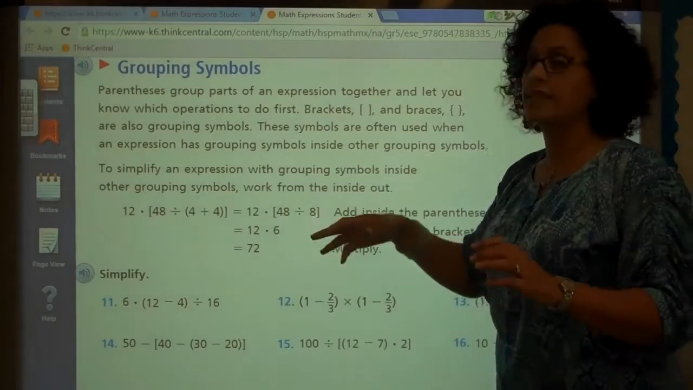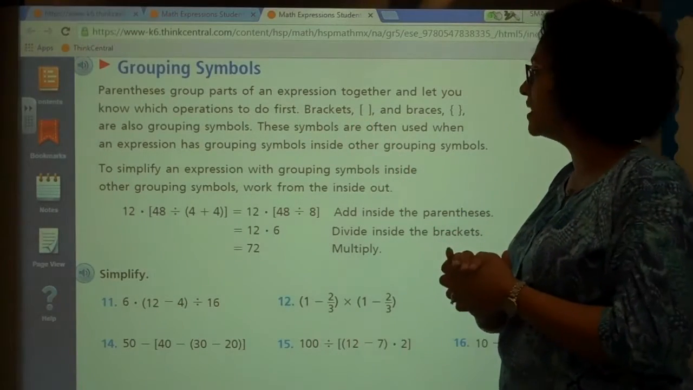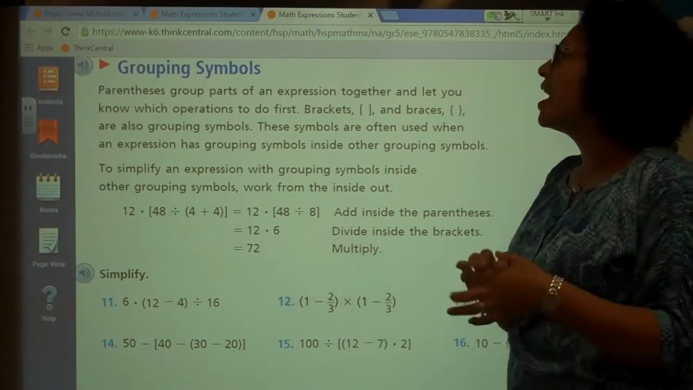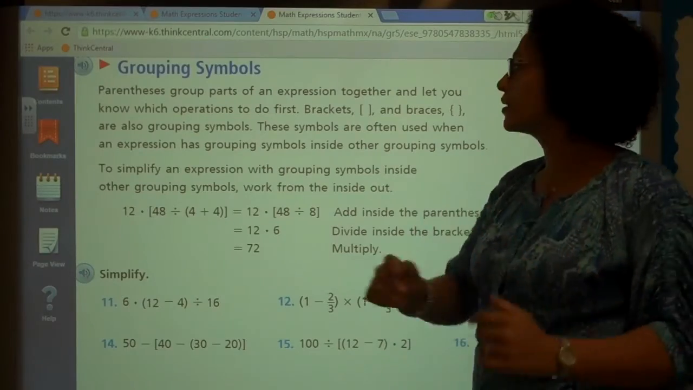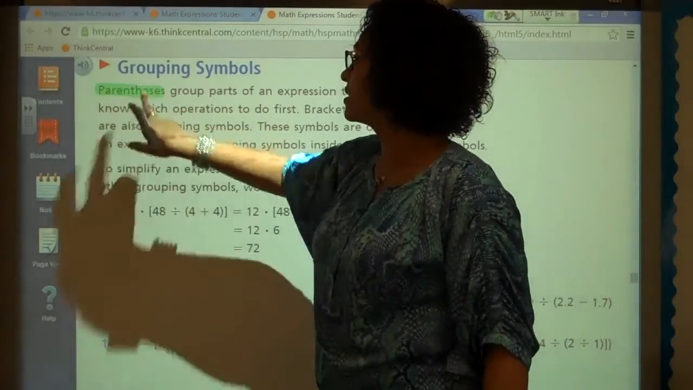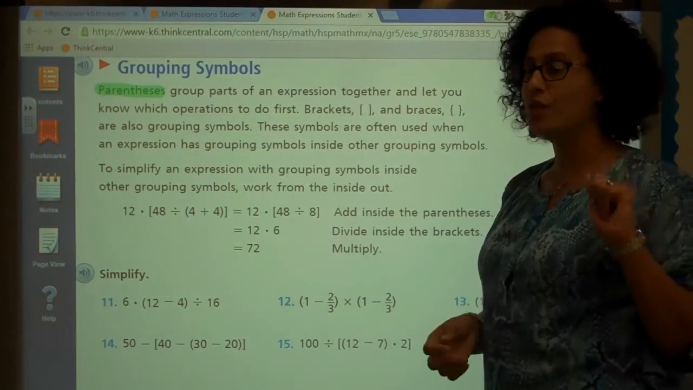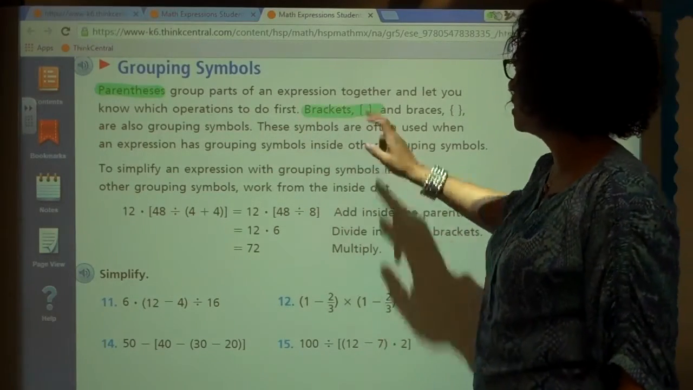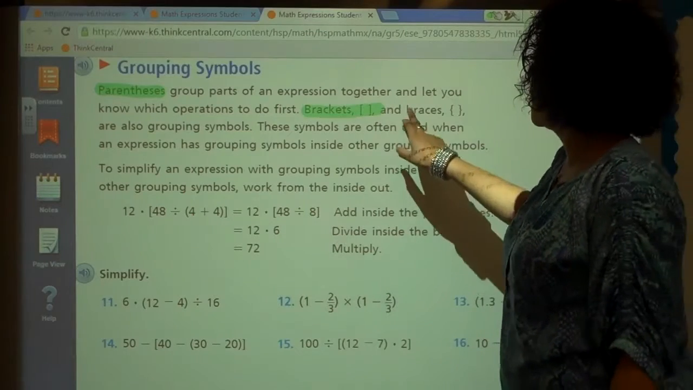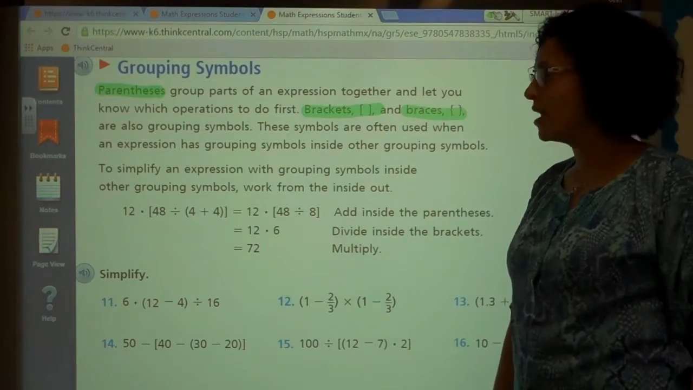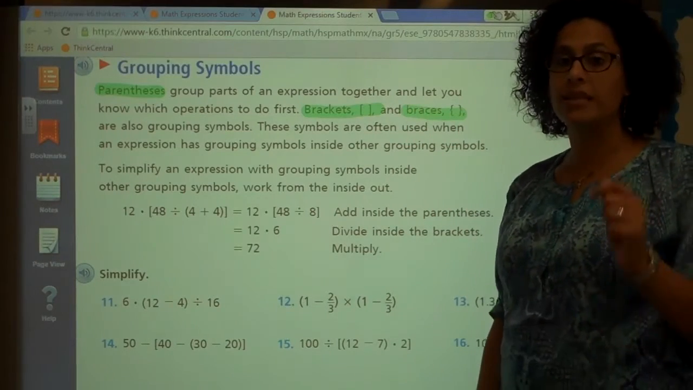So parentheses, I'm just going to read right from here. Parentheses group parts of an expression together and let you know what to do first. So parentheses are a grouping symbol. We also have 2 more. Brackets, which look like that, and braces, which look like that. Those are also grouping symbols.